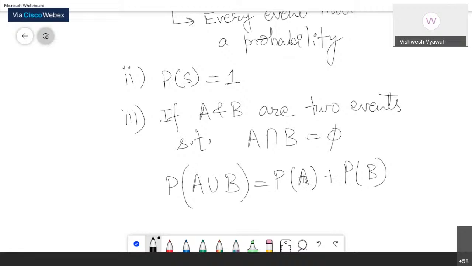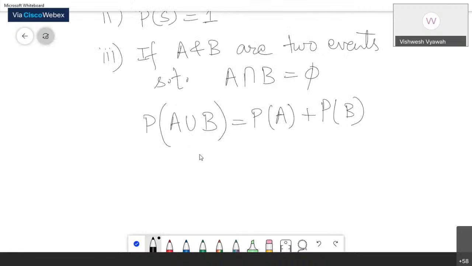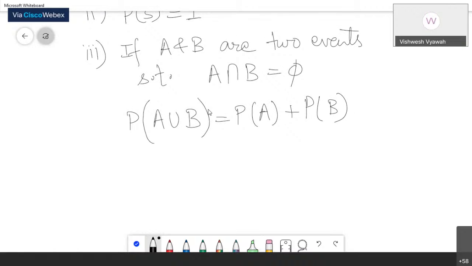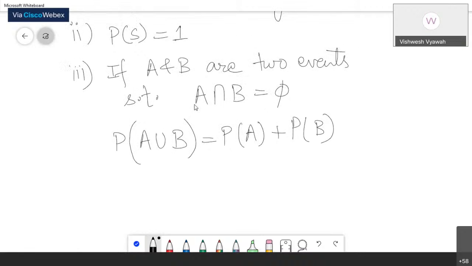A union B is equal to probability of A plus probability of B. Very important. Let me give you an example for this. First of all, you should understand this. Actually, this third axiom is a generalized axiom for n arbitrary events, but I have given it in a very simplistic way here. What does this say? Let's take this example of dice. This will be more clear. Or we can have an example with a coin also, not a problem.